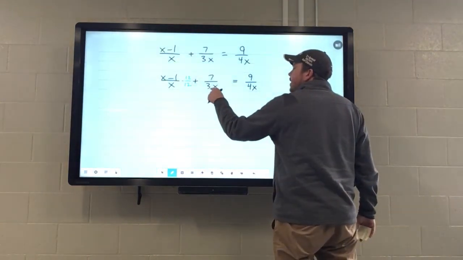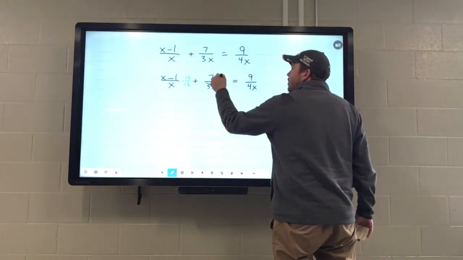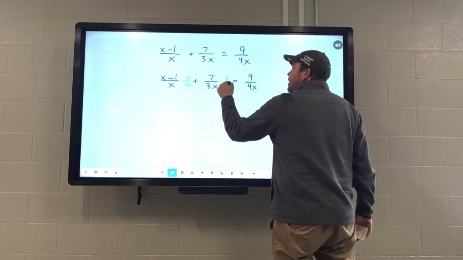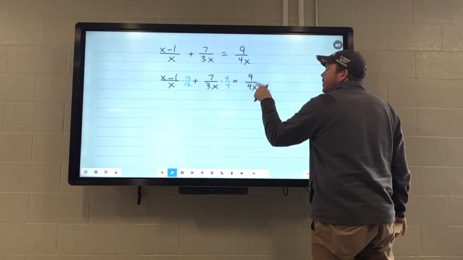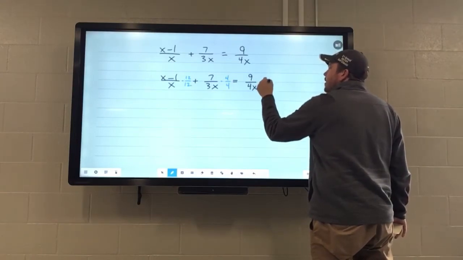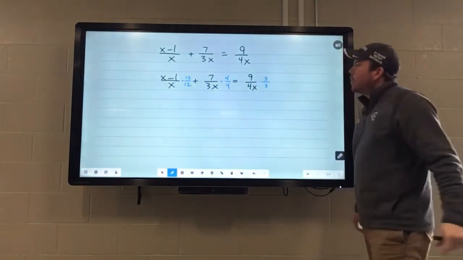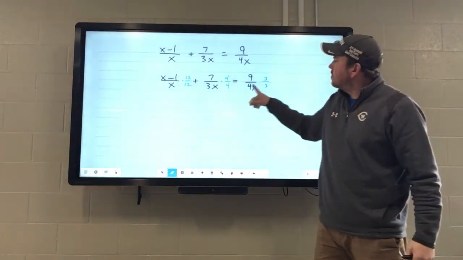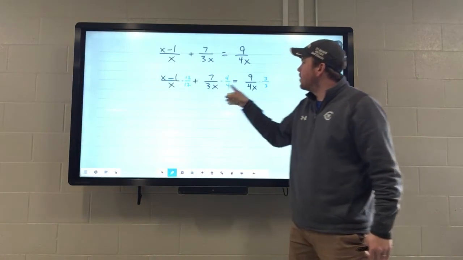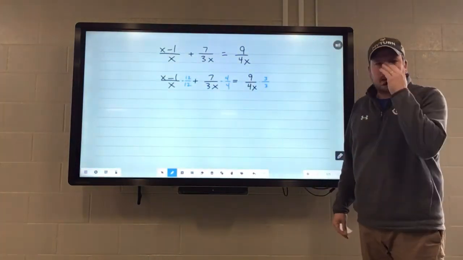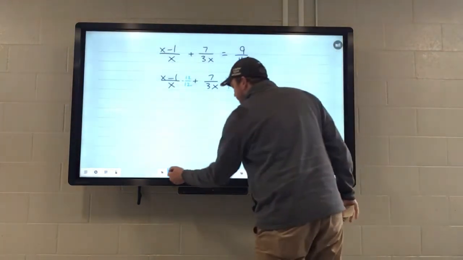7 over 3x, to get 3x to 12, I need to multiply by 4. So we're going to multiply by 4 on the top and bottom. And then to get our 4x over here to 12, we need to multiply by 3 on the top and bottom. So again, what you should notice about all these blue numbers is that they're all 1. So really I'm just multiplying each term by a really creative form of 1, just to make it look how I want. So let's see what that gives us.